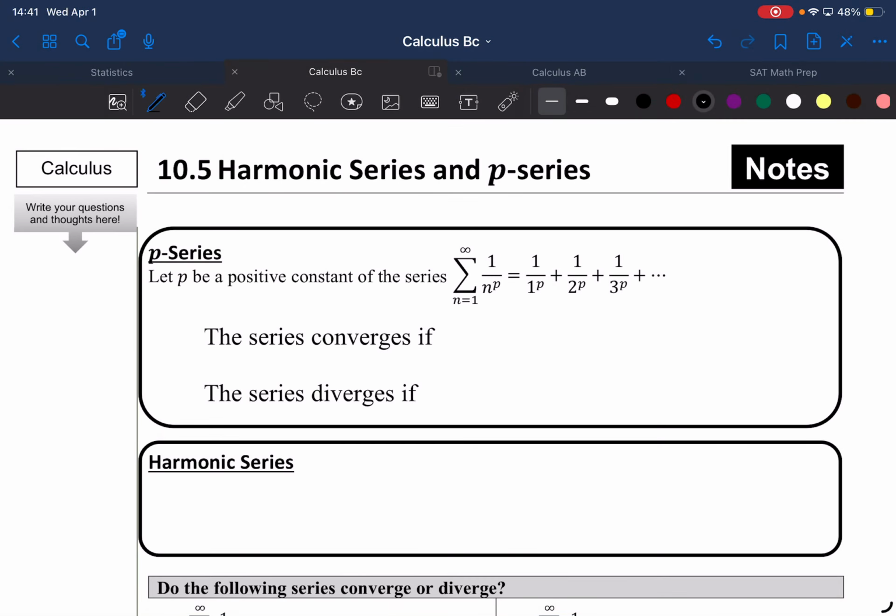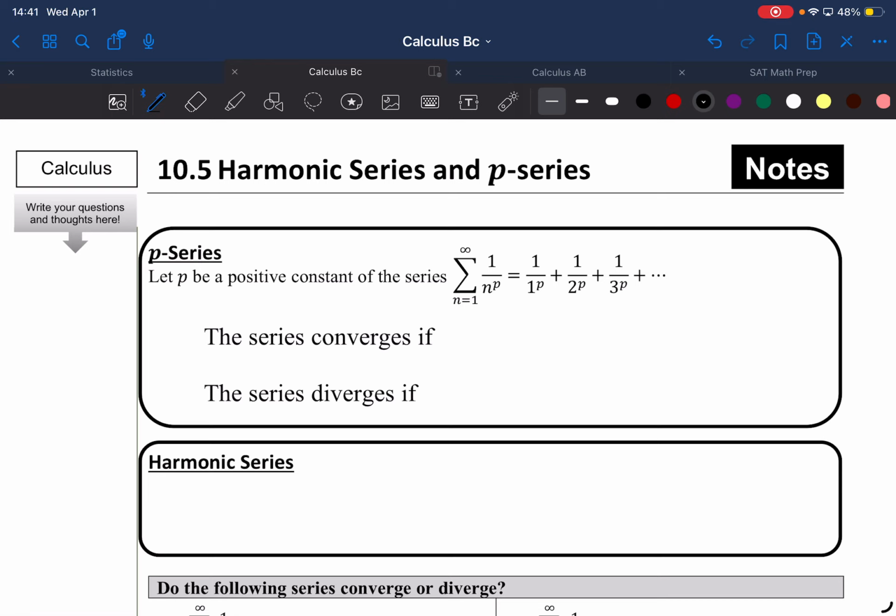Okay, so let's start 10.5. 10.5 notes is over harmonic series and P series. So a P series states that let P be a positive constant of the series where the summation of n equals 1 to infinity of 1 over n to the P power is equal to 1 over 1 to the first power plus 1 over 2 to the first power, whatever that P value is.